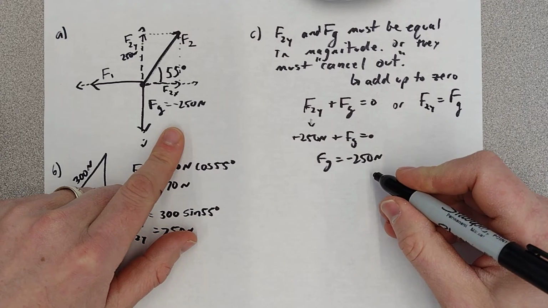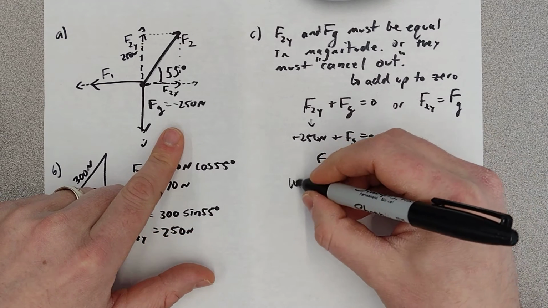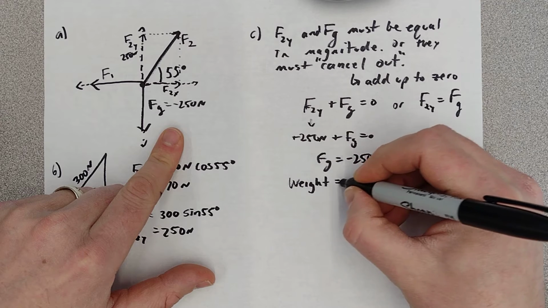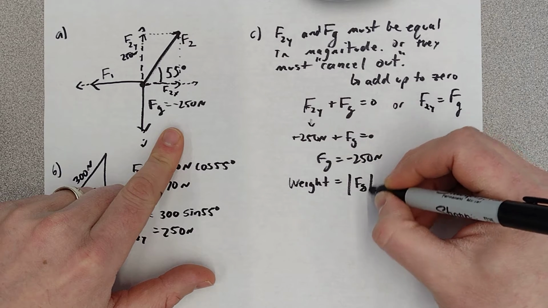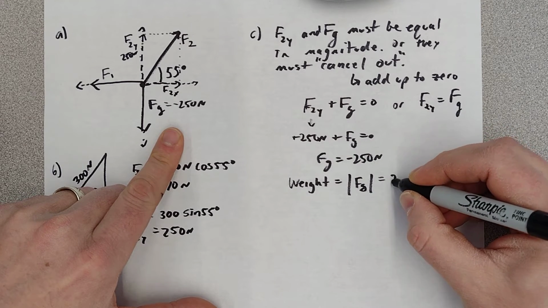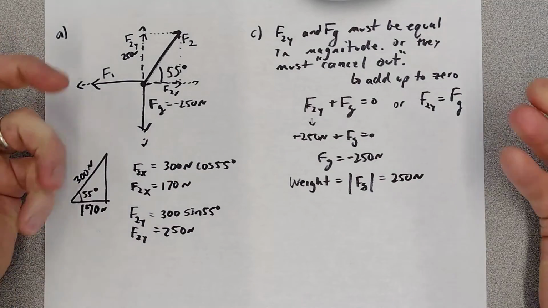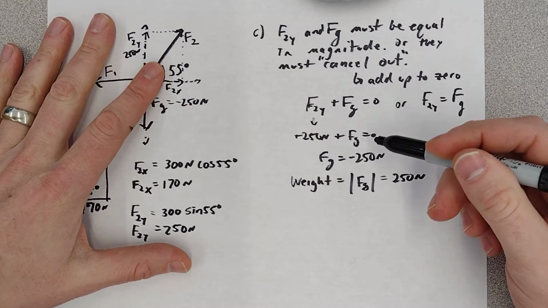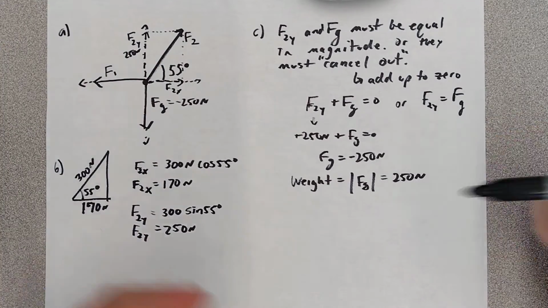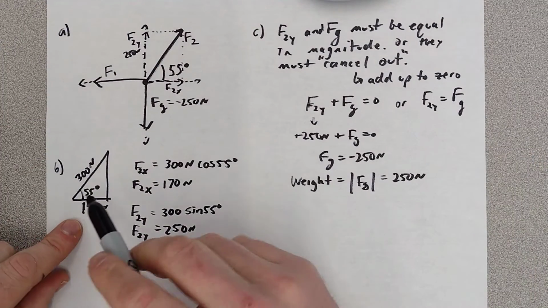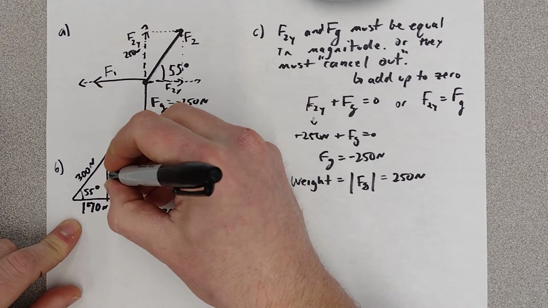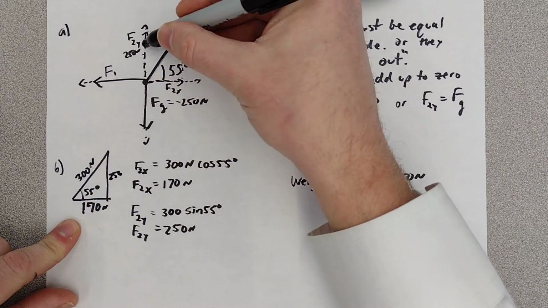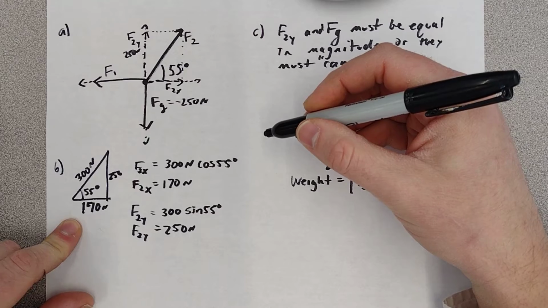Now the weight, remember, weight is the absolute value of the force, right? So it would just be 250 newtons. If I said force of gravity, you probably wouldn't put the negative sign. If I just say weight, you could just write 250. You know that this side is 250, got to be 250 going down.